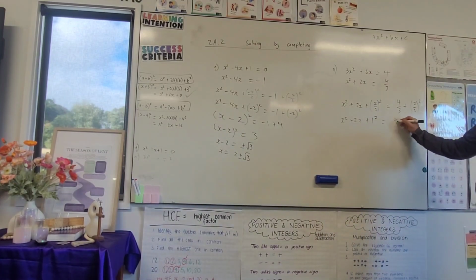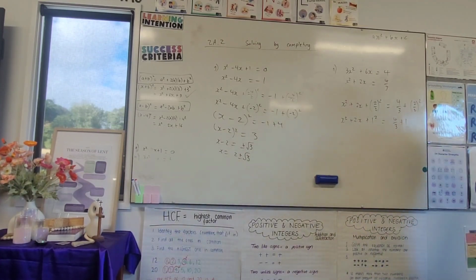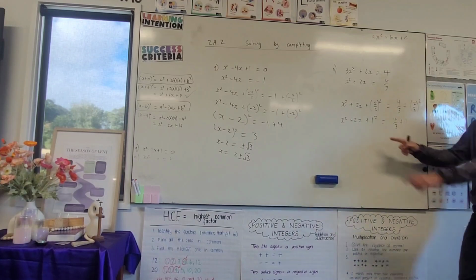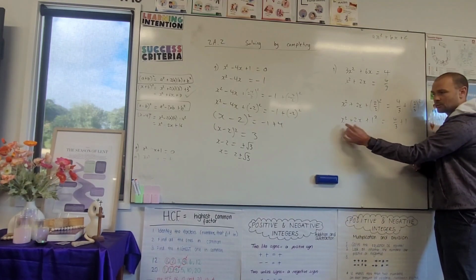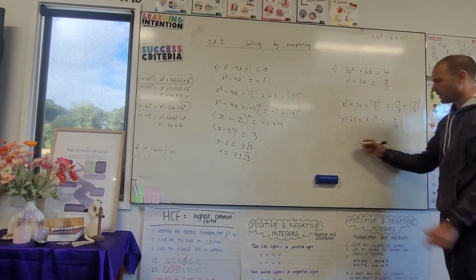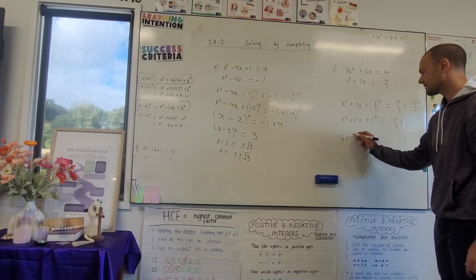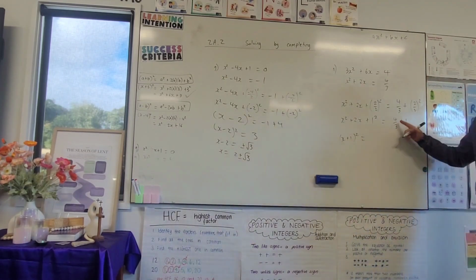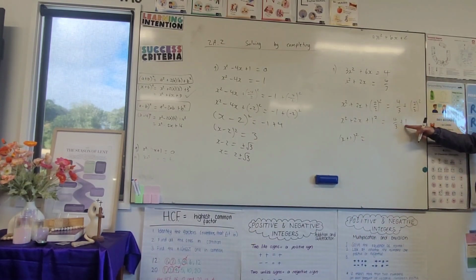Now over here we'll have 4 on 3 plus 1. Okay, so this is ready to complete. It's a perfect square. We have a squared, we have b squared. It goes to a plus b squared. On the right hand side we have 4 on 3 plus 1.